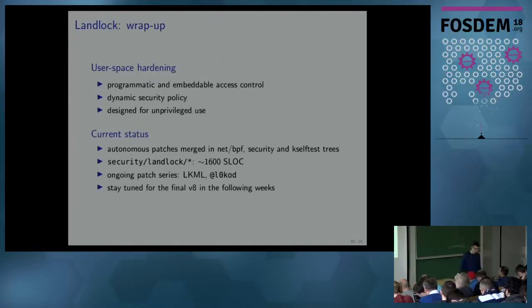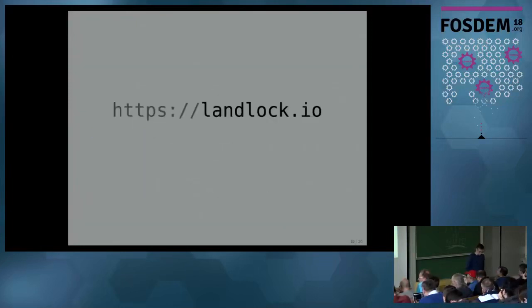Currently, I made some little patches in the kernel to prepare the landing of Landlock. It's about 2,000 single lines of code, most of them in the security/landlock directory in the Linux source code. You can follow the next one, the v8 patch series, on the Linux kernel mailing list or on Twitter. I will release the next one in the following weeks. You can get more information on this website. Thank you.